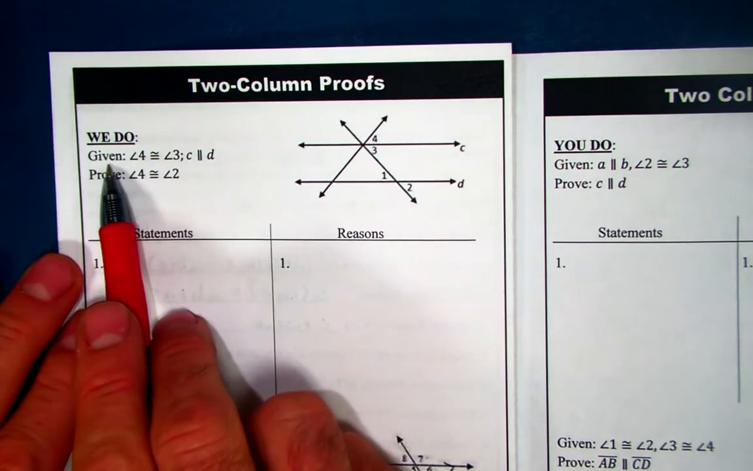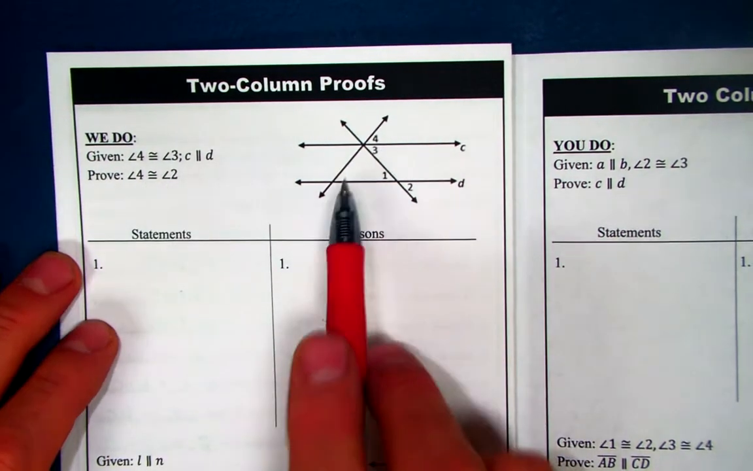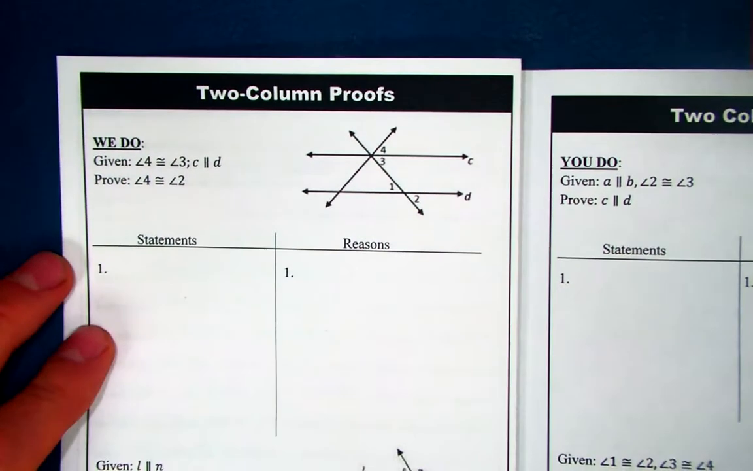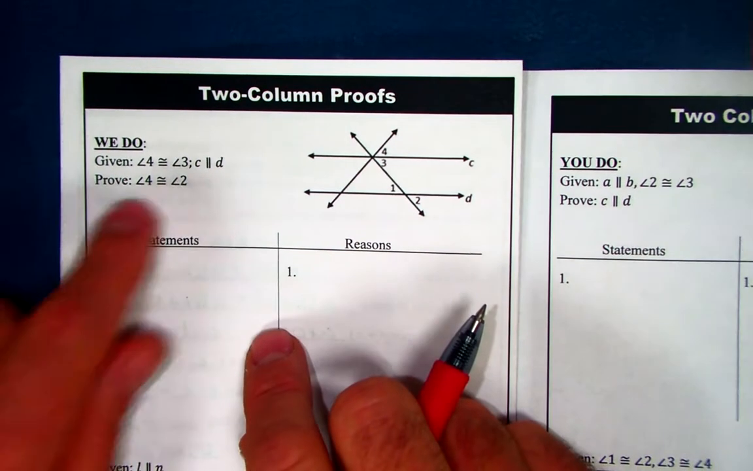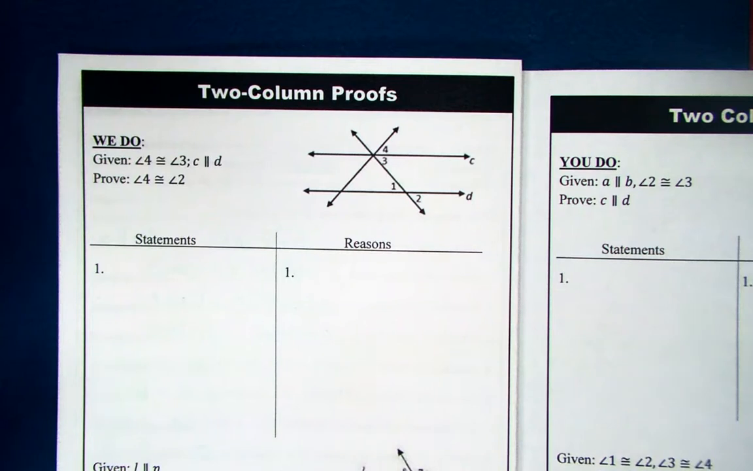This says we're given some information and we're trying to prove this. Okay, so we have this diagram. That's part of the given information. And when we write a proof, you have to think, where are we starting? Where do we need to end up? And we need to develop a plan to get from A to B.